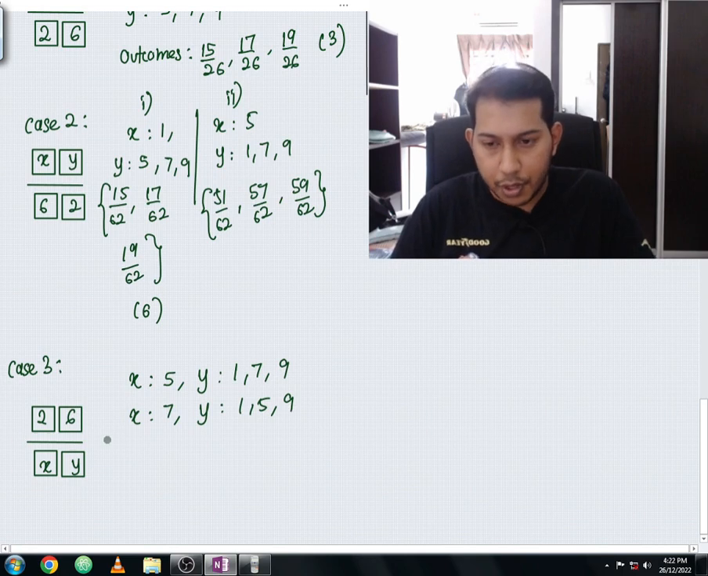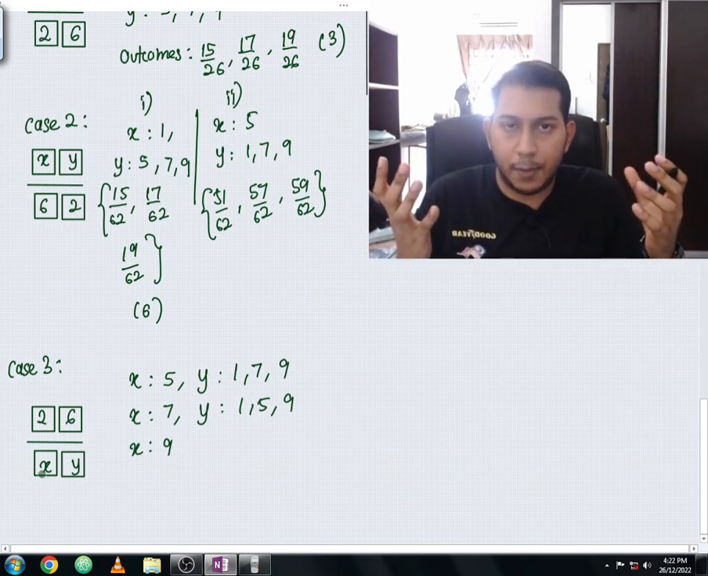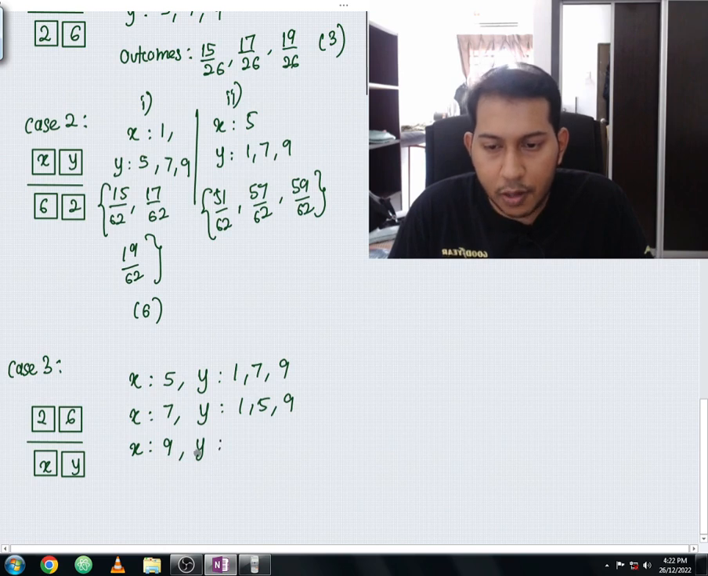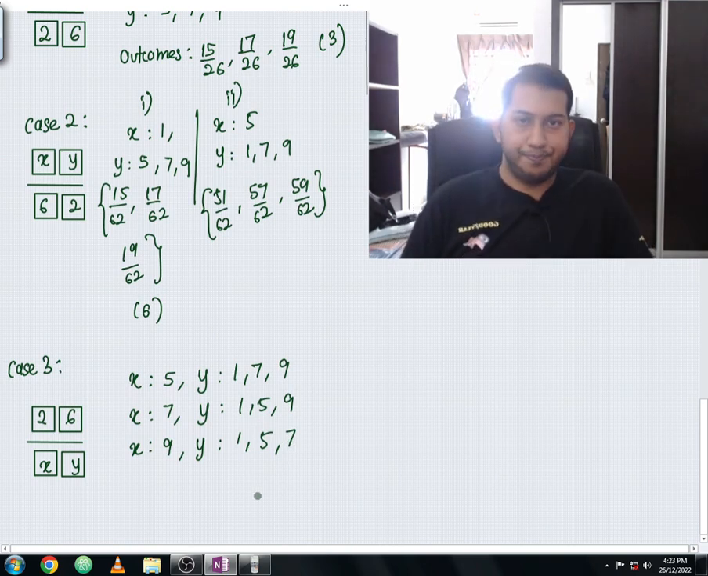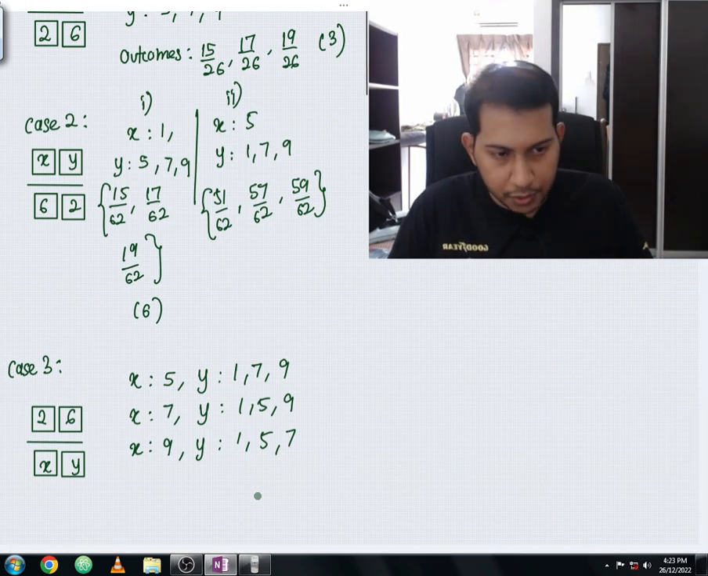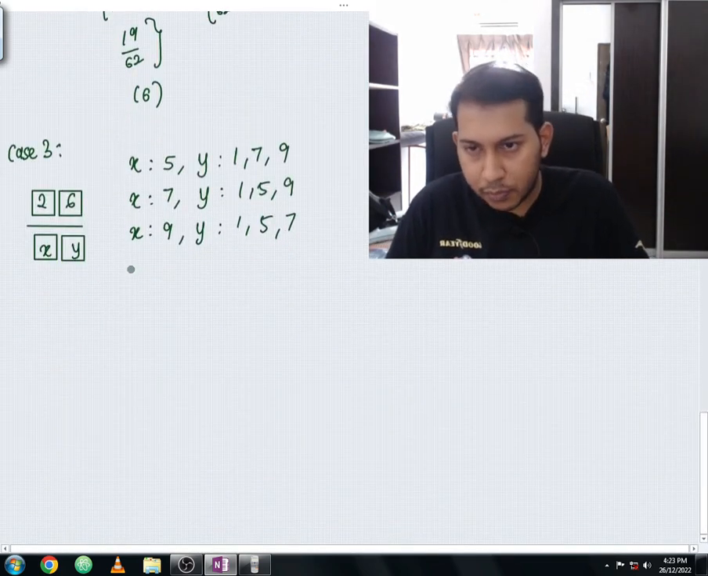Option 2, you can have your x value equals to 9. Still fulfilling the proper fraction properties. So from here your possible y values will be 1, 5, 7. So let me write all the possible outcomes over here.